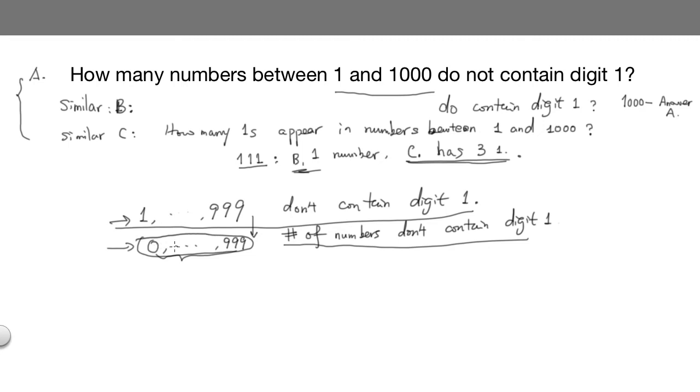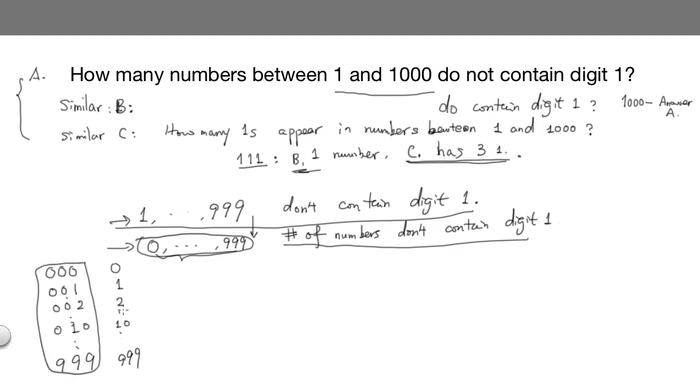Why do I want to add a 0? The reason is, instead of considering 0 as 0, let's consider it as 0, 0, 0. This is 0. 1 is 0, 0, 1. 2 is 0, 0, 2. 10 is 0, 1, 0. All the way to 999 is 999. So we are effectively treating every number from 0 to 999 as a 3-digit number.